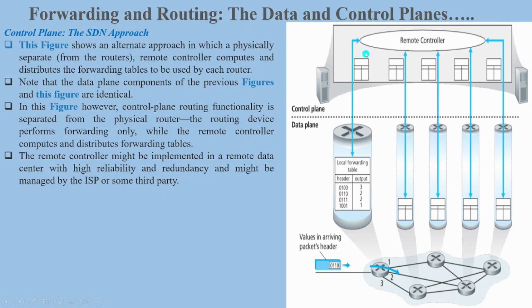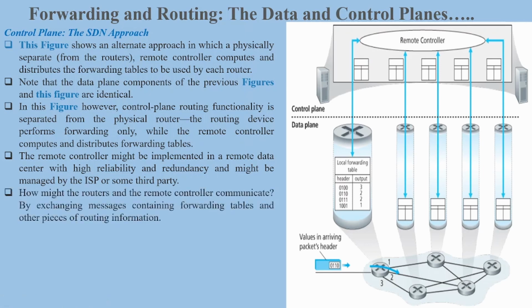The remote controller might be implemented in a remote data center with high reliability and redundancy, and might be managed by the ISP, or internet service provider, or some third party. How might the routers and the remote controller communicate? Obviously, by exchanging messages containing forwarding tables and other pieces of routing information.